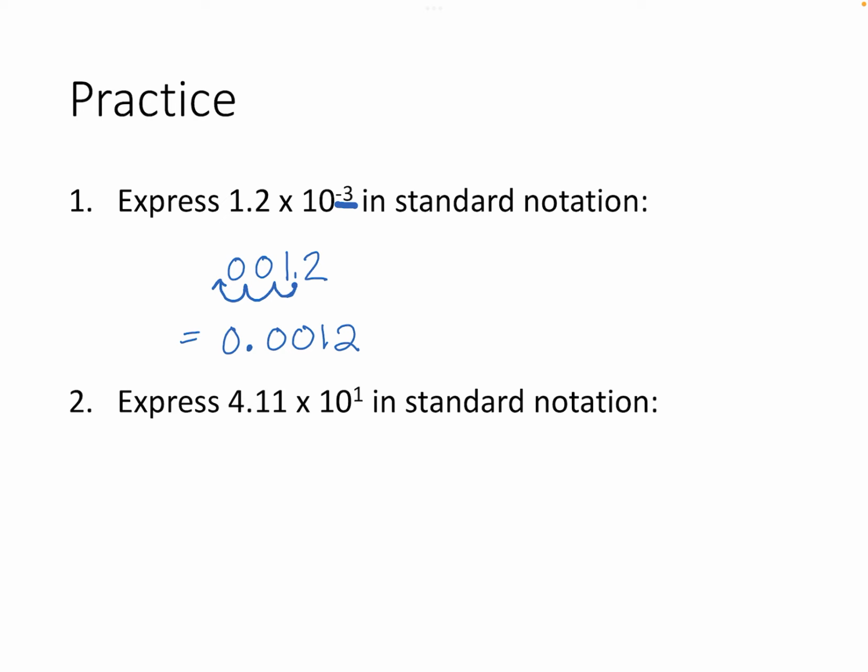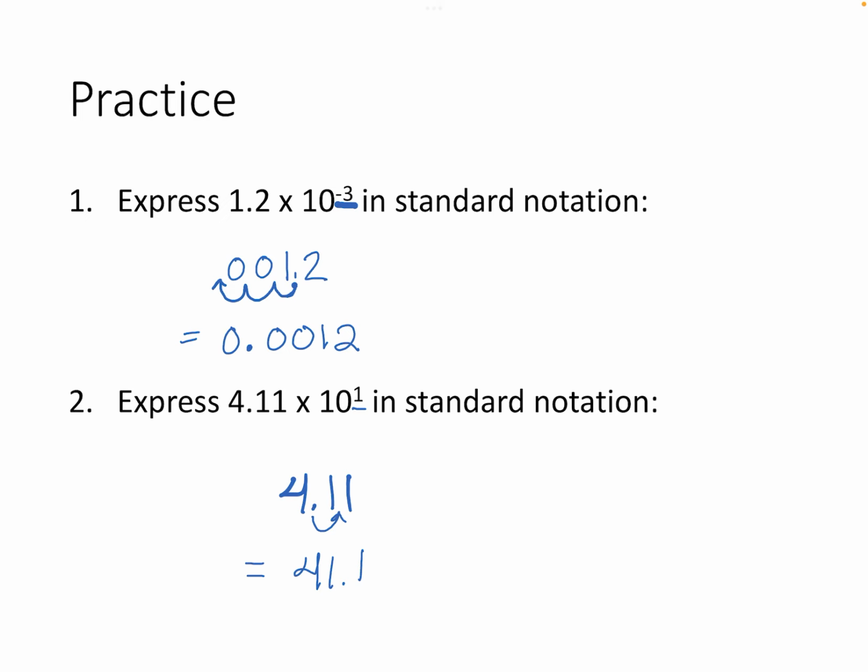And the second one, we've got 4.11, and our exponent is 1, so I'm going to move my decimal only one place. And this is a larger number because I do have a positive exponent, so I'm going to move this to the right. So that gives me 41.1. Now, this last example, writing in scientific notation might not be easier. Writing 41.1 is easier. But it just goes to show that you can write any number in scientific notation.